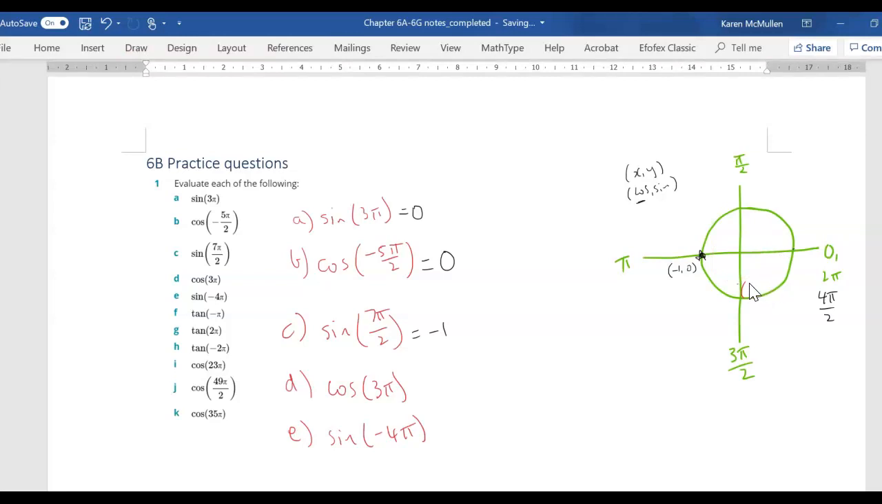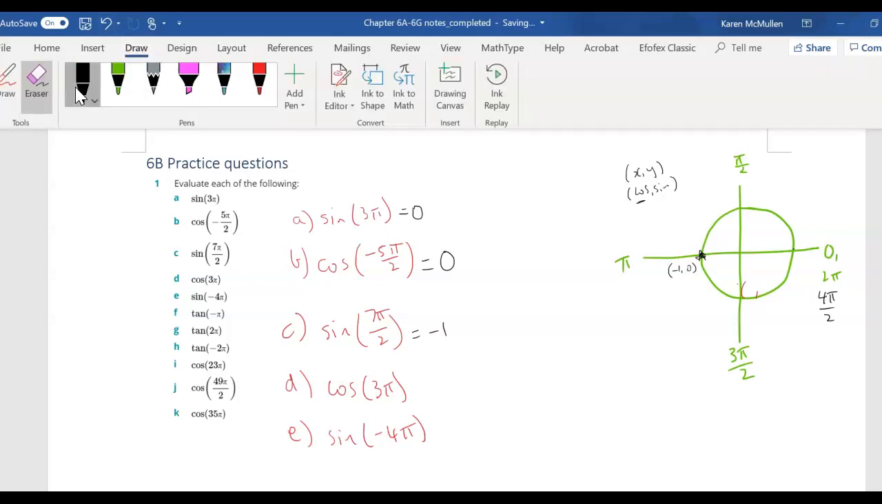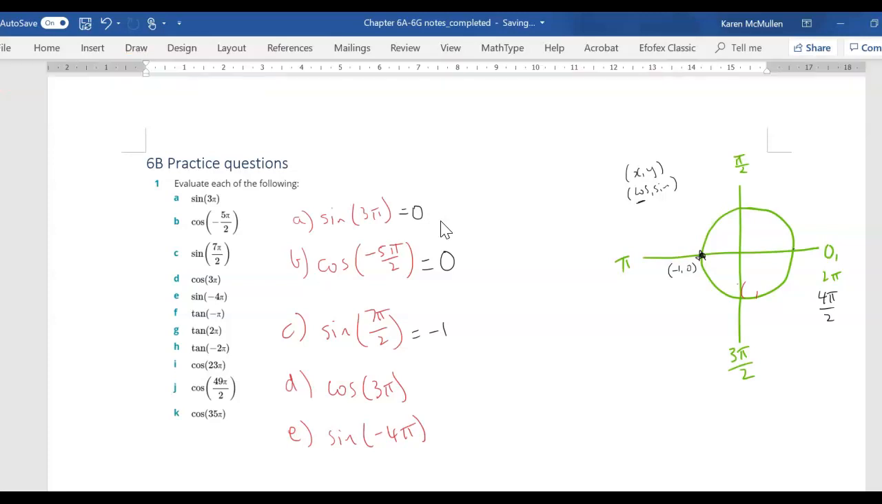Let's get rid of that scribble on there. Okay, so let's do D, cos of 3 pi. We've already done 3 pi before. Remember, 3 pi was here. At this point we're reading off the x coordinate, because cos is your x coordinate, so that's going to be -1. 4 pi: going around once is 2 pi, around twice is 4 pi, and sine is your y coordinate, so that is 0.